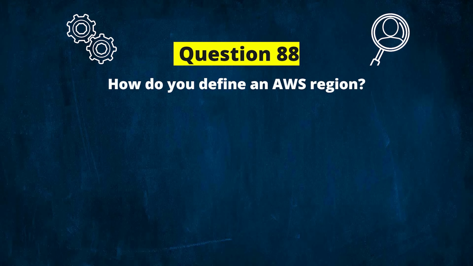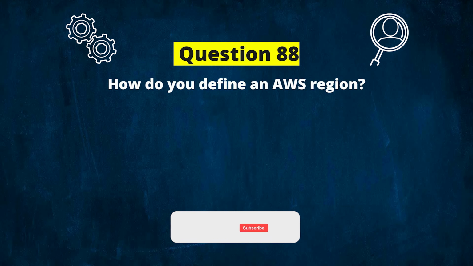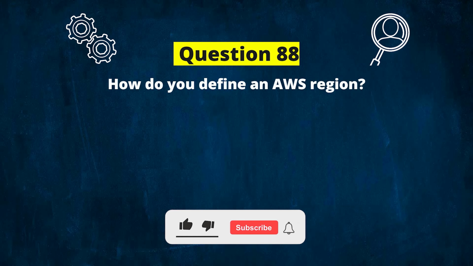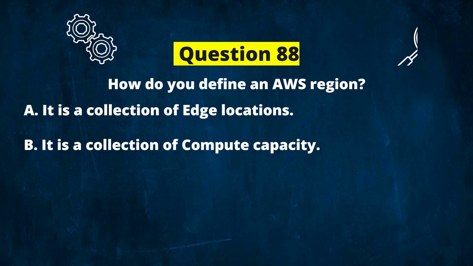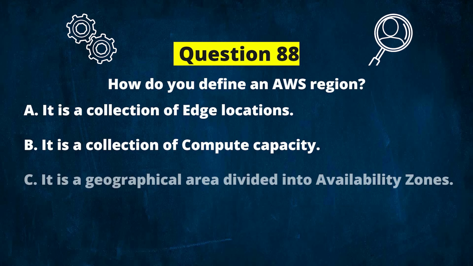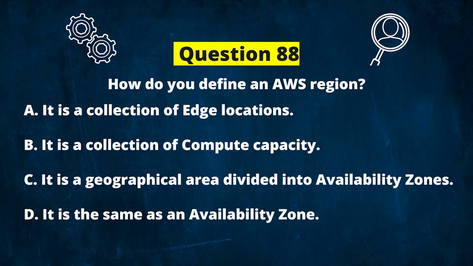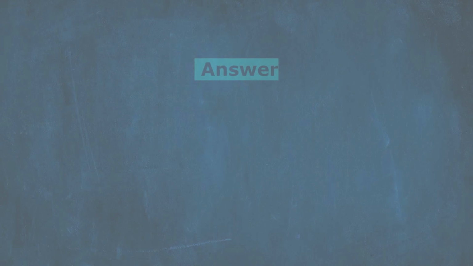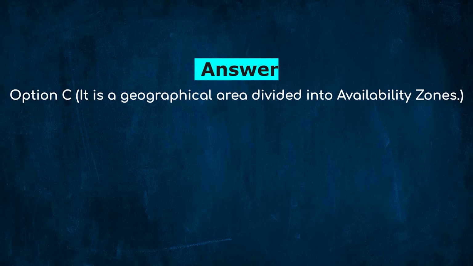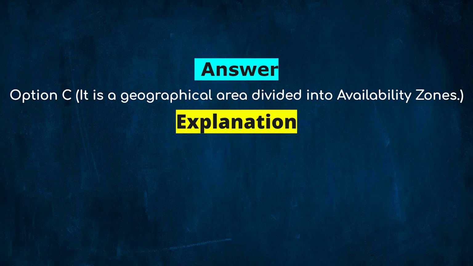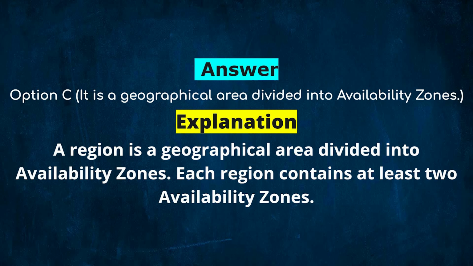Next question. How do you define an AWS region? And the options are A. It is a collection of edge locations. B. It is a collection of compute capacity. C. It is a geographical area divided into availability zones. D. It is the same as an availability zone. And the correct answer is option C. It is a geographical area divided into availability zones. Explanation. A region is a geographical area divided into availability zones. Each region contains at least 2 availability zones.